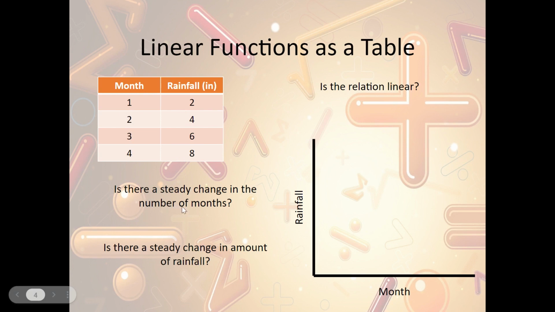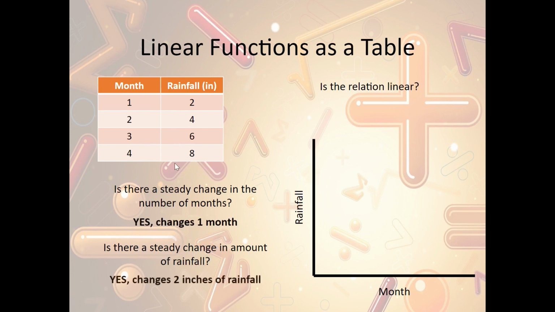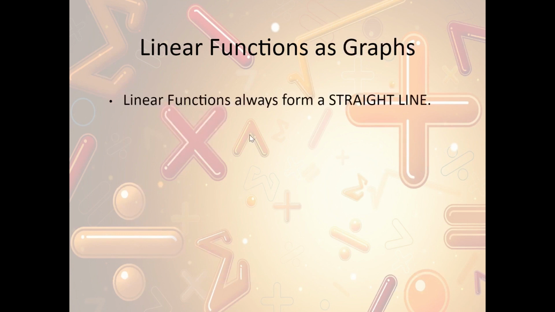So is there a steady change in the number of months? Yes, we're changing by 1 month each time. Is there a steady change in the amount of rainfall? Yes, there is. We're changing by 2 each time. So therefore, we could say, yes, this set is linear. And if we were to graph it, it would look something like this and form a straight line. So that's a linear function based on a table.